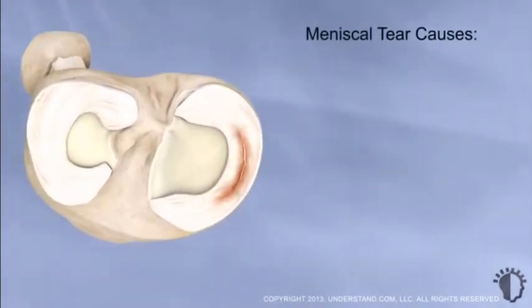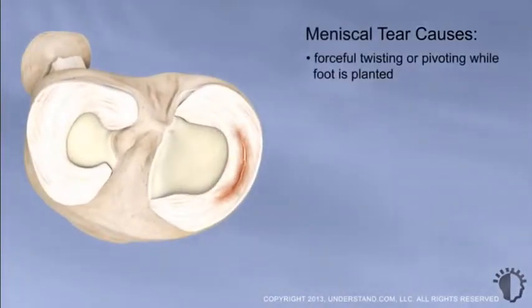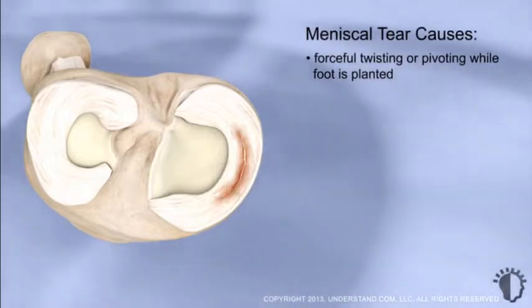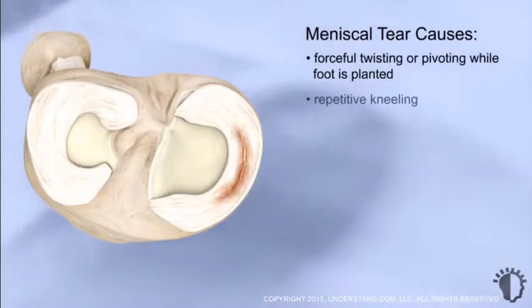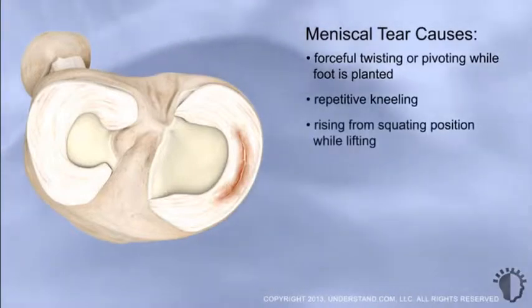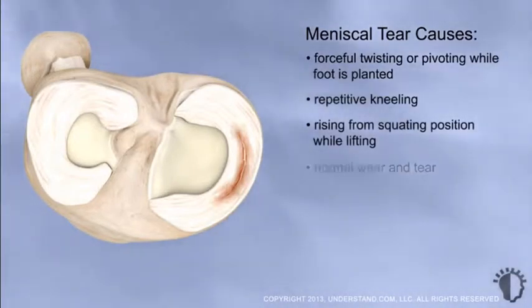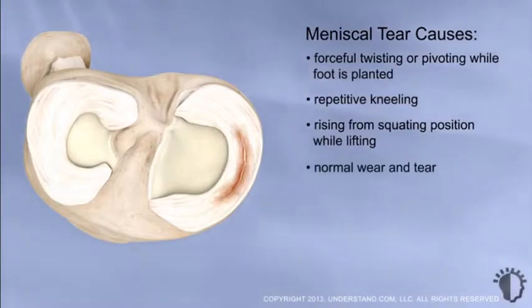A torn meniscus generally results from forcefully twisting or pivoting the knee with the foot planted, such as occurs during certain sports. Tears can also result from repetitive kneeling or rising from a squatting position while lifting a load, or from wear over time as a normal consequence of aging.